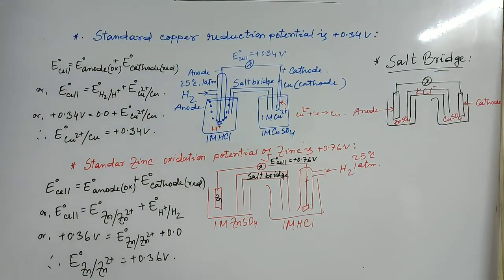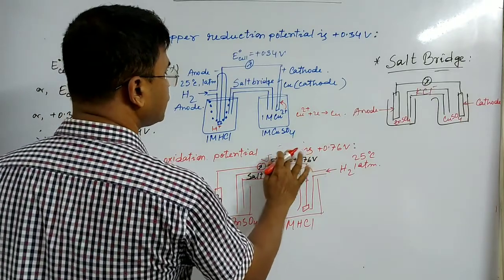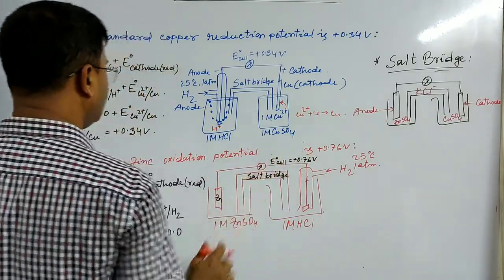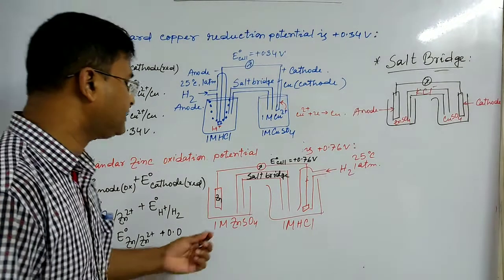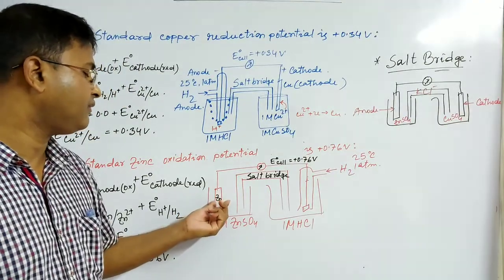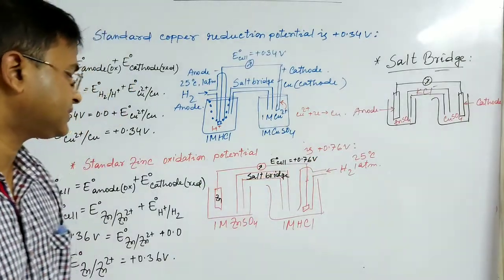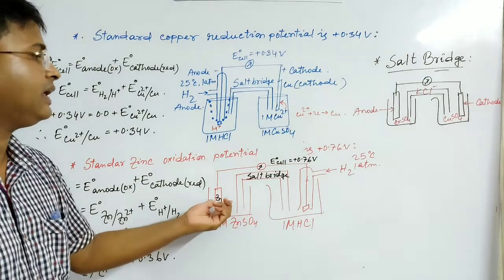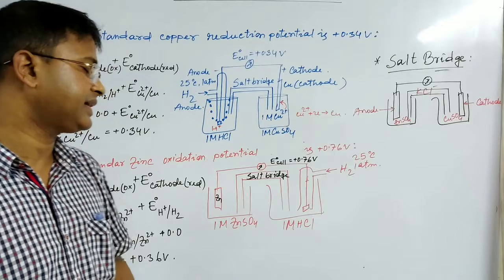Now standard zinc oxidation potential is plus 0.76 volt. What does it mean? Here, if you observe the reactivity series of metals, you will see that the position of zinc is above the position of hydrogen in the reactivity series. I mean, zinc is more reactive than hydrogen. So zinc is made anode and hydrogen is made cathode.